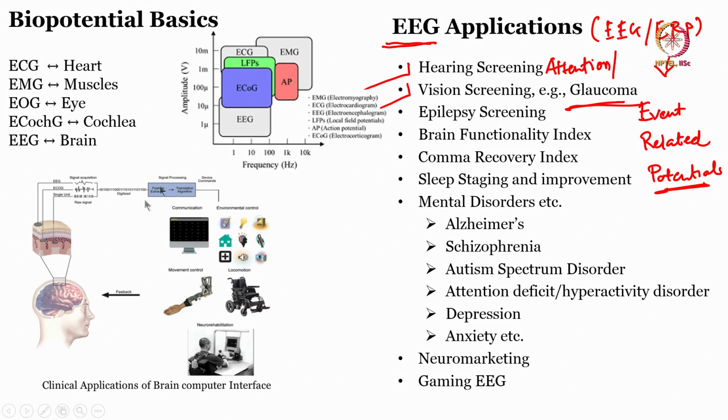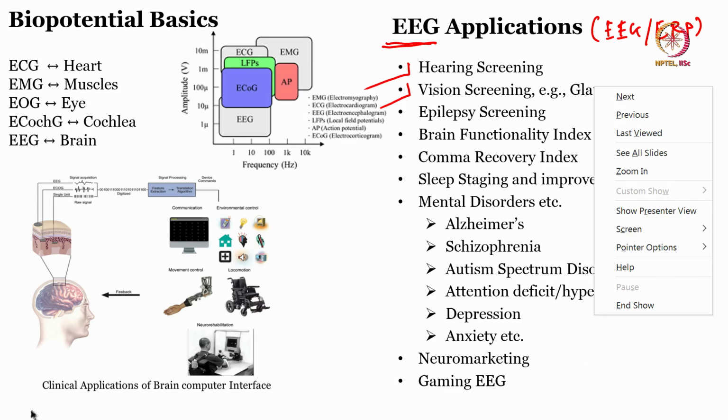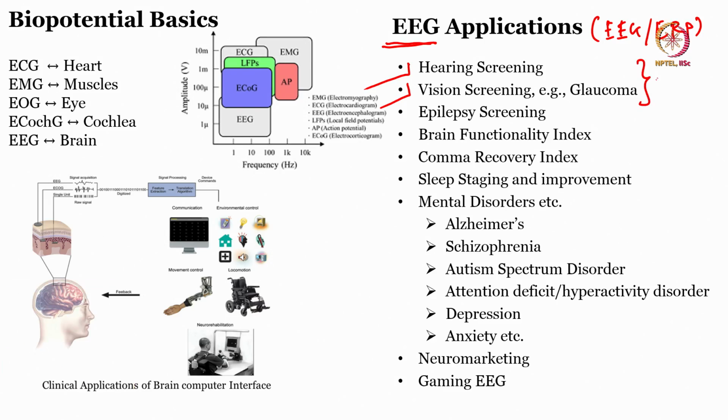This basically comes under the broader umbrella of sensory system screening, both the things. I'll quickly write it there so it would be more relevant. Attention and working memory is fine, you already know about event related potentials and all. So these two things come under sensory system screening, and both of them are applications of ERPs, known as evoked potentials or event related potentials.